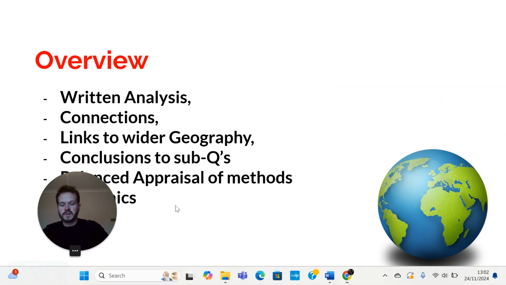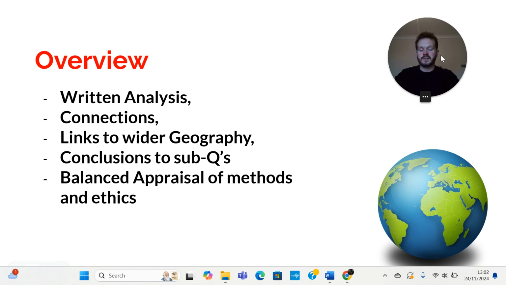So if we go through what's going to be included, we've got what is that actual written analysis? What does the mark scheme mean by connections? What does it mean by links to wider geography? How do we conclude on our sub-questions? And then what does the mark scheme mean when it says balanced appraisal of your methods and your ethics? What might that look like?